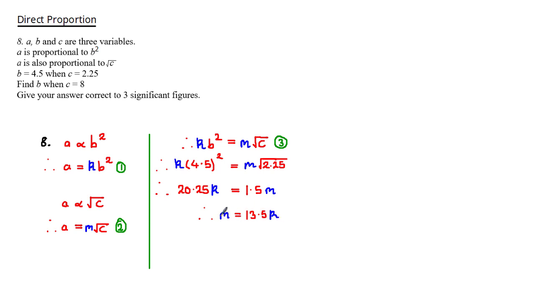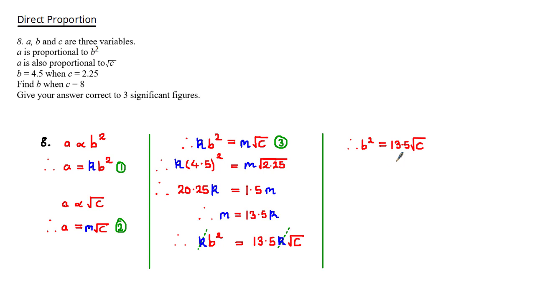What we can do is substitute this expression for m into equation 3 to get k b squared is equal to 13.5k, the new expression for m, square root c. And now we can see that we can cancel k on both sides of the equation to give us, therefore, b squared is equal to 13.5 root c. So now we have a formula for b in terms of c, which I'll just put a square around.